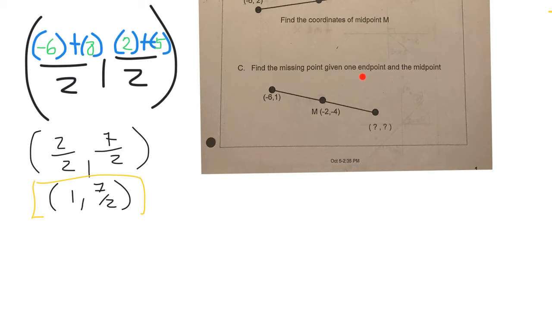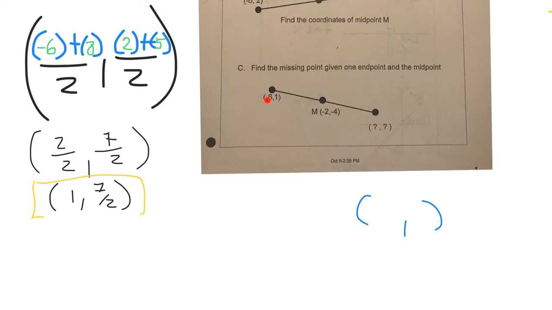Okay, find the missing point given one endpoint and the midpoint. Okay, multiple ways of going about this. A popular thing that teachers will do is they'll have you focus on the x-coordinates first and then focus on the y-coordinates after that. So here's sort of a logical way of going about it. From -6 to -2, you would have to add 4 to -6 in order to get -2. So we're going to add 4 to -2 to get the x-coordinate there.